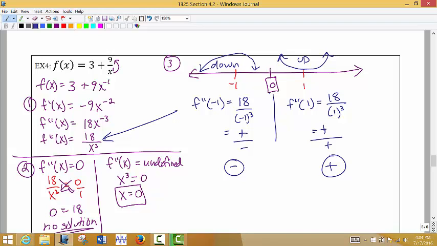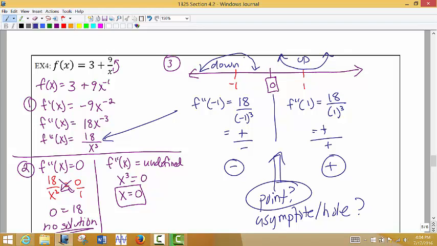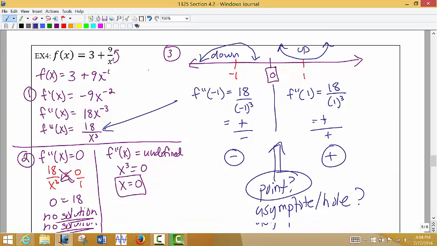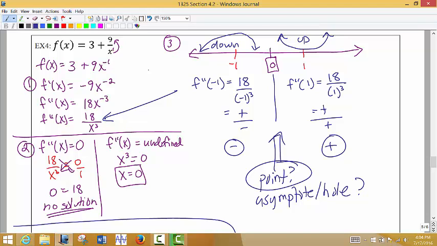Well, one thing we want to be careful about is we want to make sure, is this an actual point on the graph, or is this an asymptote or a hole? If it's an actual point on the graph and we transition, then we can say yes, it's an inflection point. If that point at x equals 0 turns out to be an asymptote or a hole, then we don't actually have a point on the graph there. We have an asymptote or a hole, and that cannot be an inflection point.